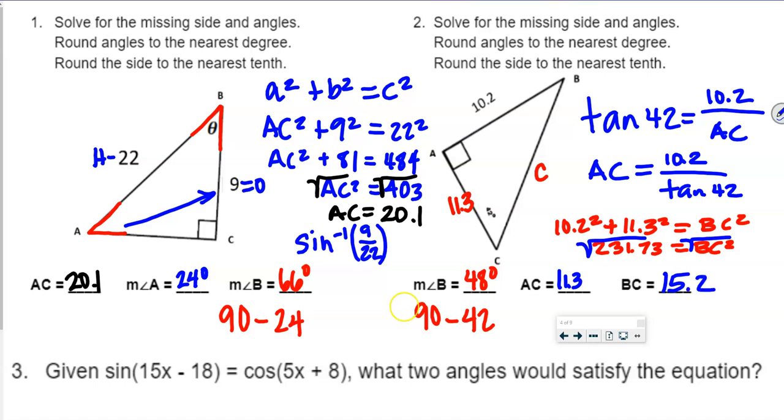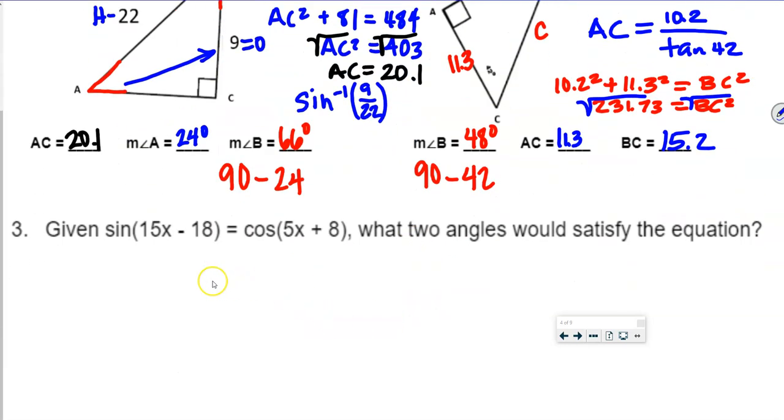15.2. Now with this next problem, it says given that the sine of 15x minus 18 is equal to the cosine of 5x plus 8, what two angles would satisfy the equation? What we need to recall is that these two angles right here add up to be 90, right? So what we're going to do is that's exactly how we're going to set this up. 15x minus 18 plus 5x plus 8. This equals 90 degrees, okay?